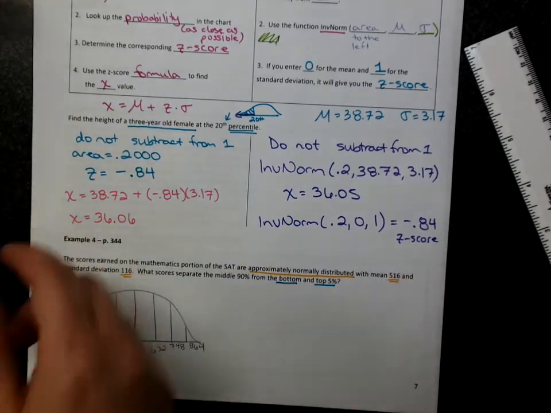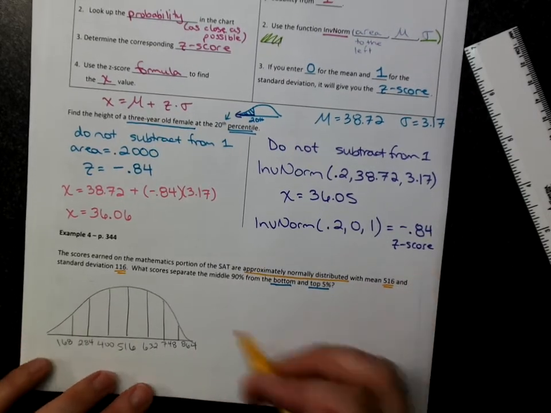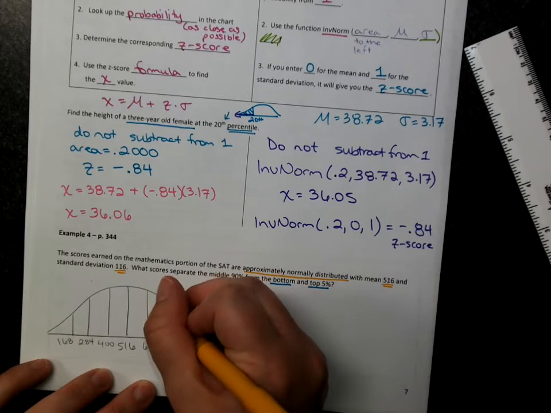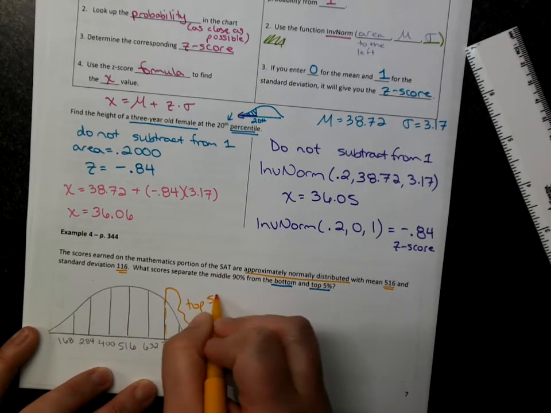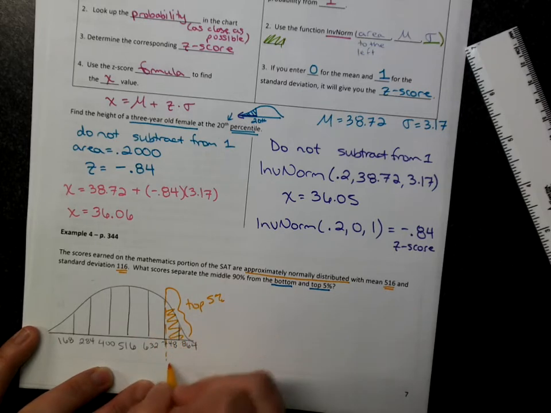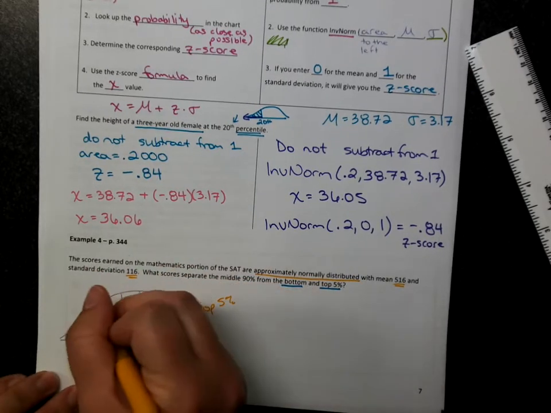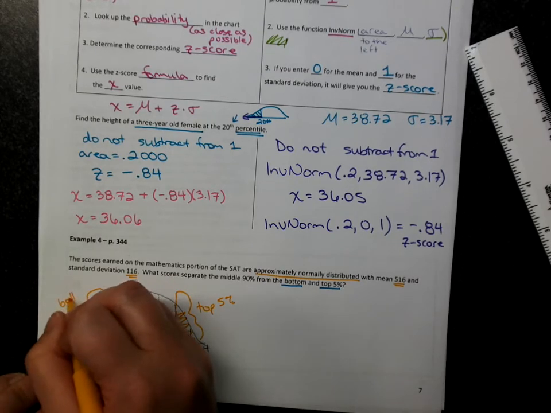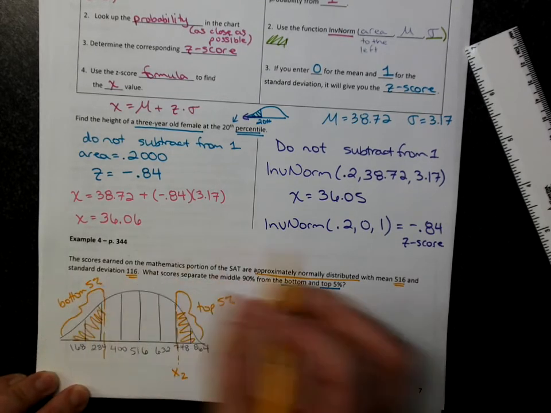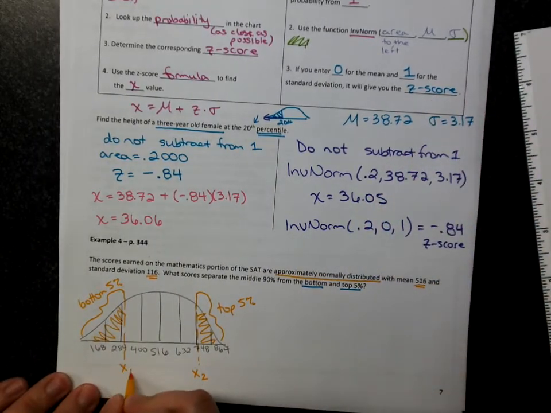We are looking for the top 5% score somewhere in here. I'm not exactly sure where. This is the top 5% to the right of that value. I'm going to call that x2. And the bottom 5%, again, somewhere in here. This represents the bottom 5%. I'm going to call that x1.